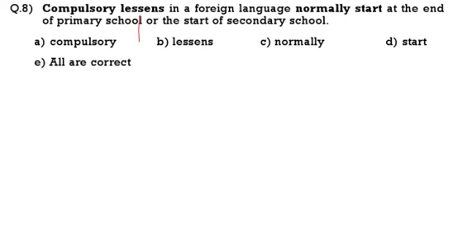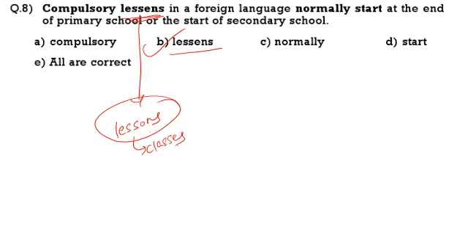Compulsory lessons, this is a spelling error. Lessons means classes. Compulsory lessons in foreign language normally start at the end of the primary school or at the start of the secondary school. So here the spelling of lessons is inappropriate. We should use the correct spelling, lessons. That is a spelling mistake there.